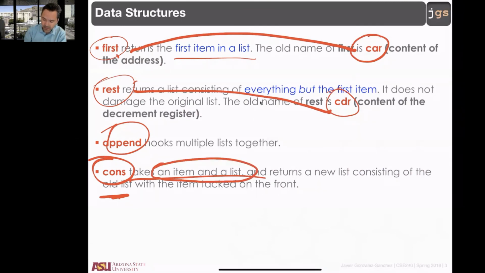An item, and a list. Yeah, it's true. I have the X and I have the list. And return a new list with the element at the front. Oh, it's going to add first.